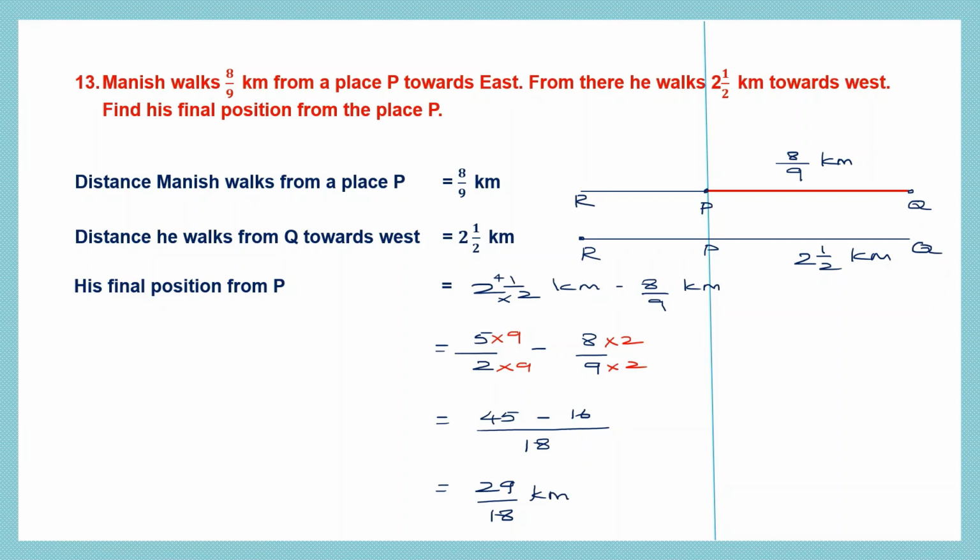Now we can also convert it to a mixed number by dividing 29 by 18. 18 ones are 18, 29 minus 18 is 11. So this is 1 11 by 18. So this can also be 1 11 by 18 kilometers to the west. So his final position from P, his final position towards R, will be 29 by 18 kilometers to the west or 1 11 by 18 kilometers to the west.